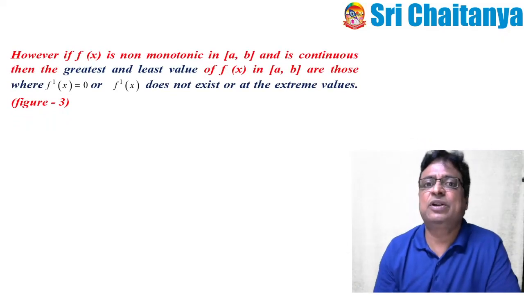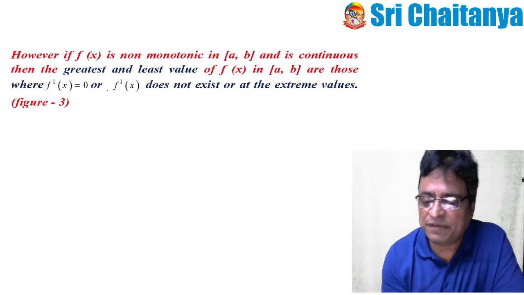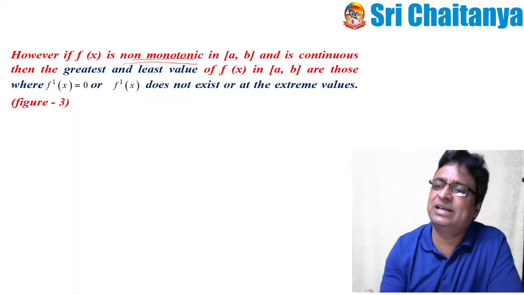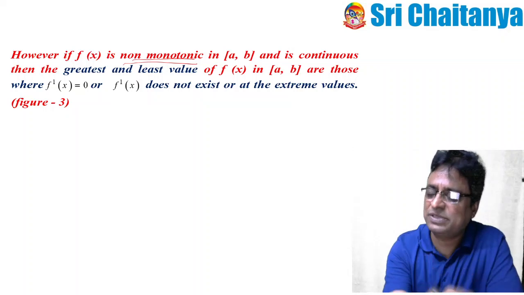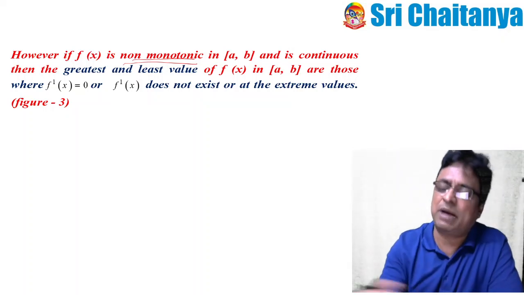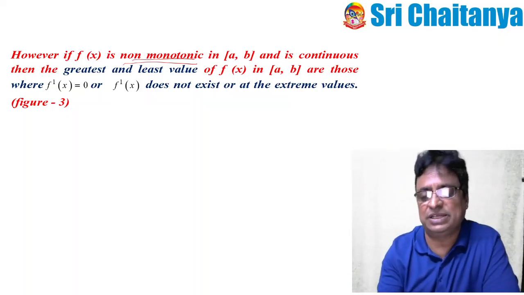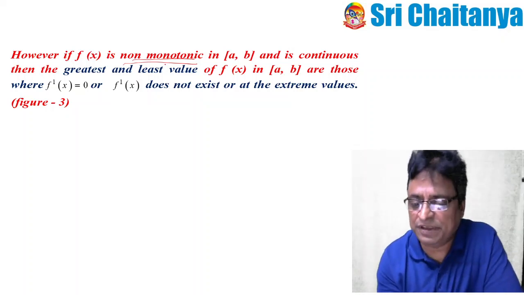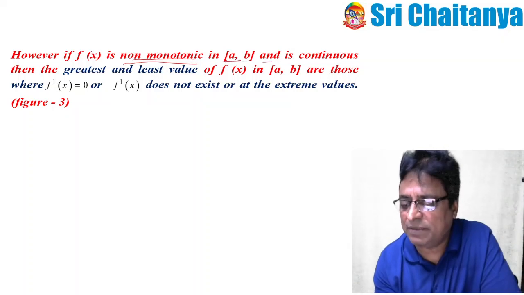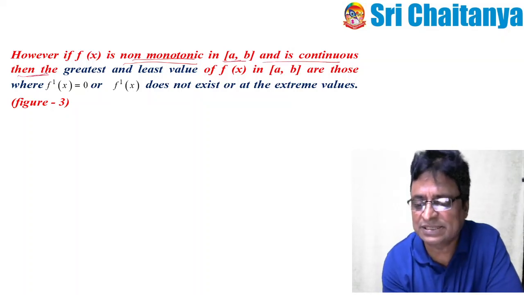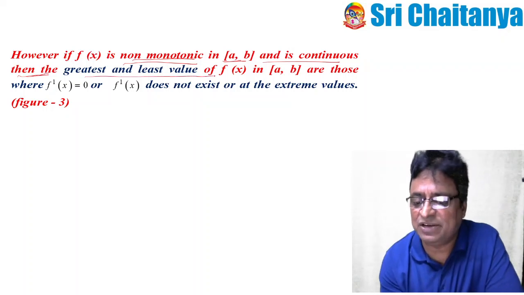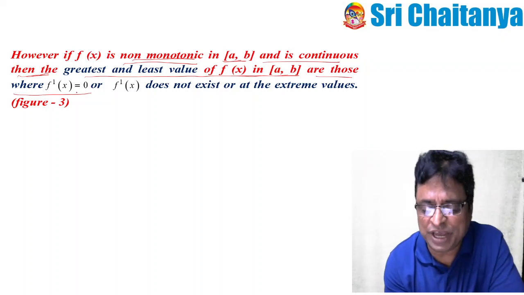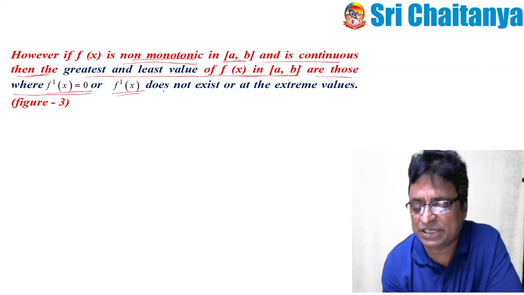Okay, my friends. Now coming to, however, if f of x is non-monotonic. What is non-monotonic? Either increasing or decreasing becomes monotonic. Non-monotonic means up to some extent it is increasing or decreasing, after that it is decreasing or increasing. So if f is non-monotonic in closed interval ab and is continuous, then the greatest value and least value of f of x in closed interval ab are those where f dash x is equal to 0 or f dash x does not exist.